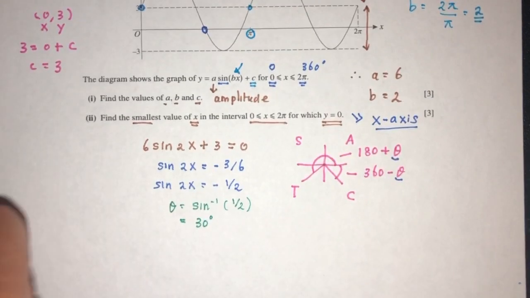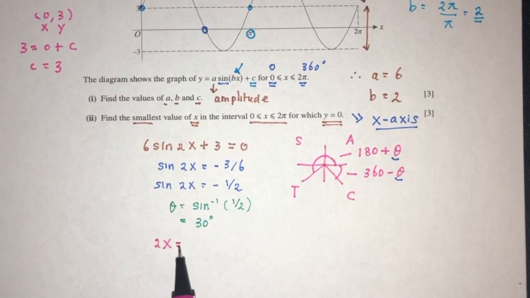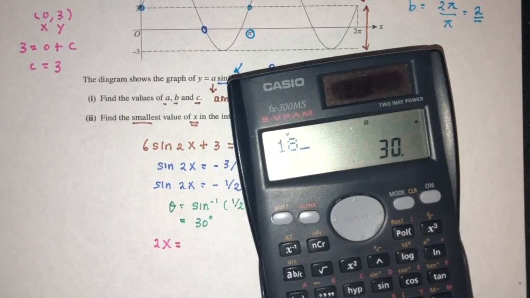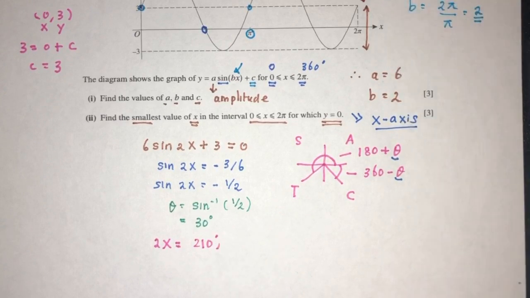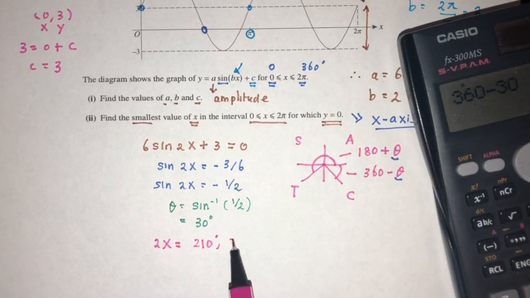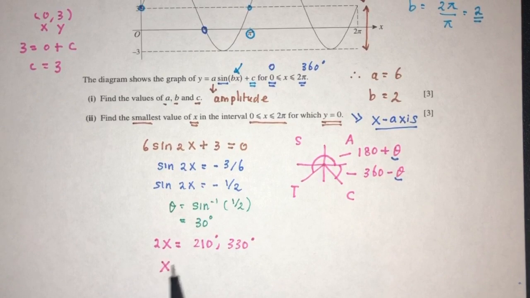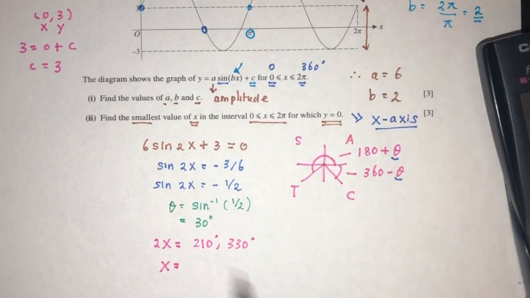Okay, so now according to the quadrant, we have to find the value of 2x. 2x is equal to, according to this, 180 plus theta. So 180 plus 30, that should be 210. And then we have this one, that will be 360 minus 30, that should be 330. Okay, which means x will have to be what? 210 divided by 2, that should be 105.